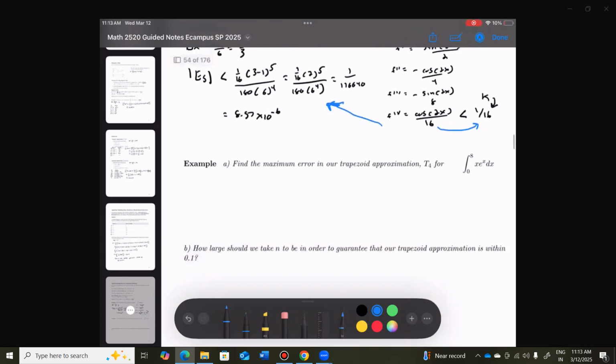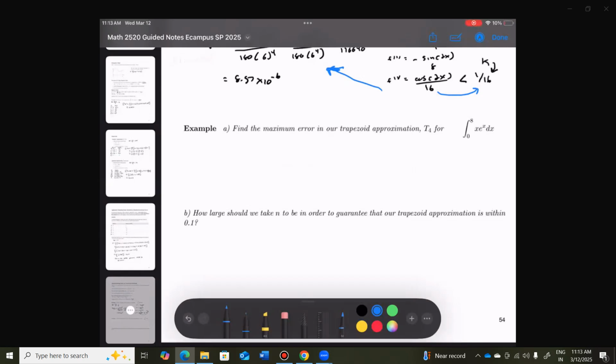Let's try this for the trapezoid rule. Delta x will be (8 minus 0) over 4, which is going to be 2. For the first derivative, we use the product rule: x e to the x plus e to the x. And for the second derivative, we have to do the product rule again, x e to the x plus e to the x plus e to the x. And so we get 2e to the x plus x e to the x.